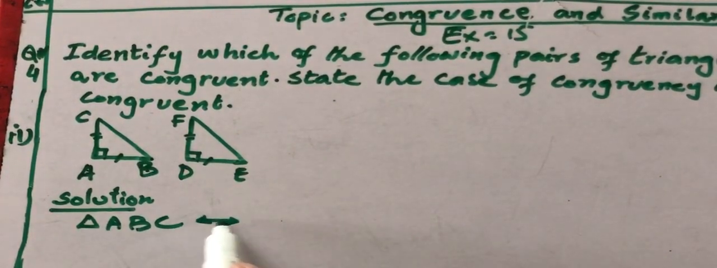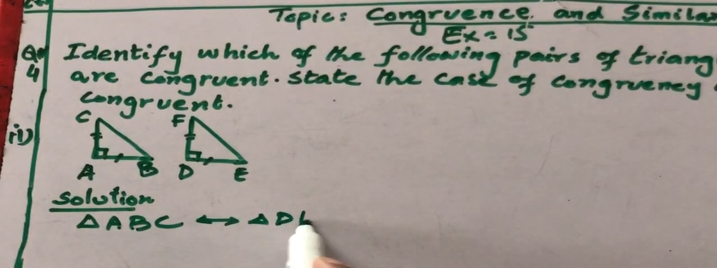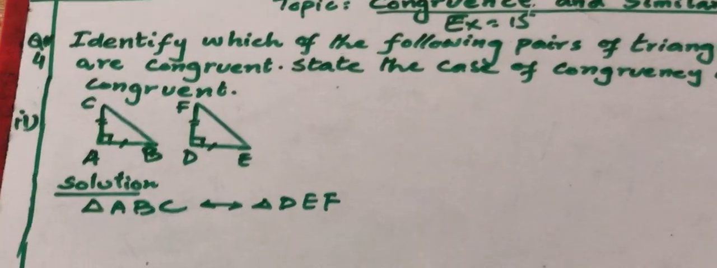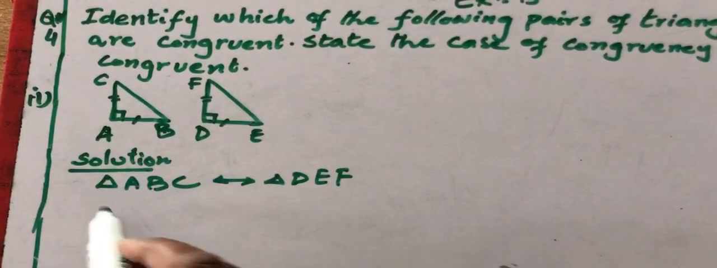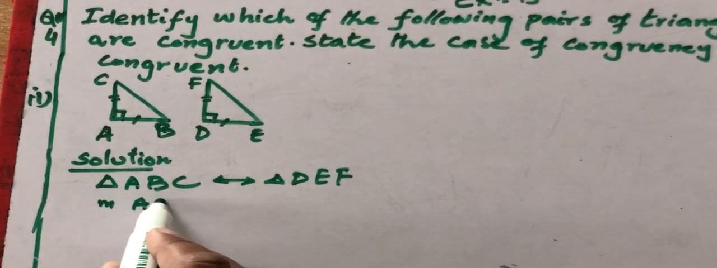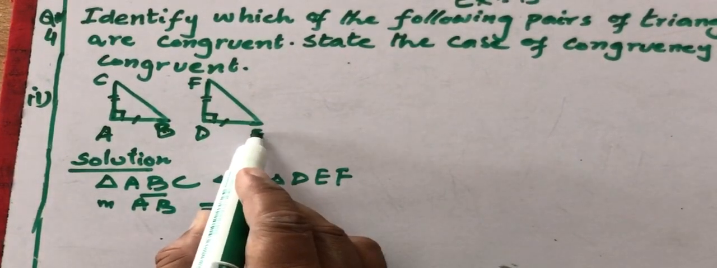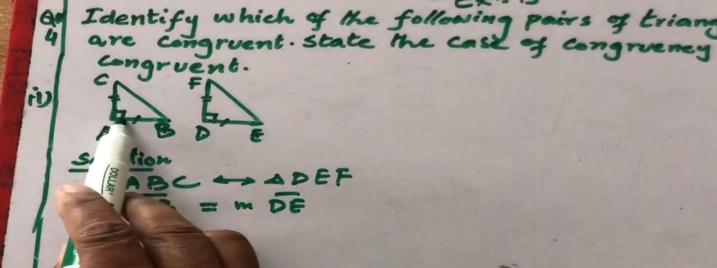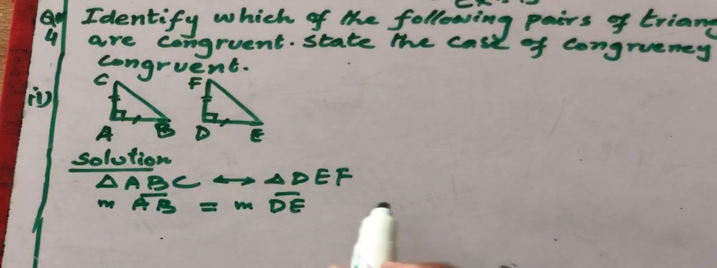and if we take the correspondence between the two triangles, the second triangle is triangle DEF. So we'll take the corresponding sides and angles. As we see, the first side of this triangle, AB, is equal to the corresponding side DE. So these two sides are equal to each other, so we write AB is equal to DE. It is a side.